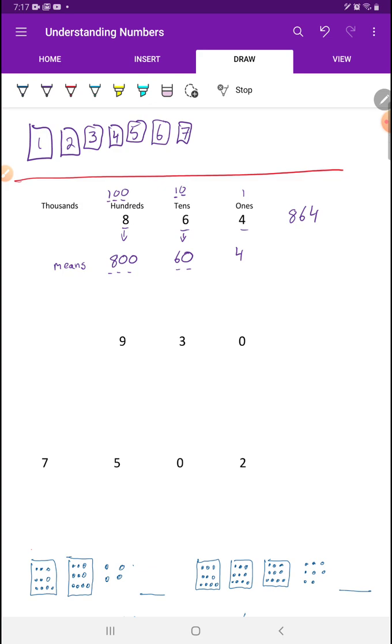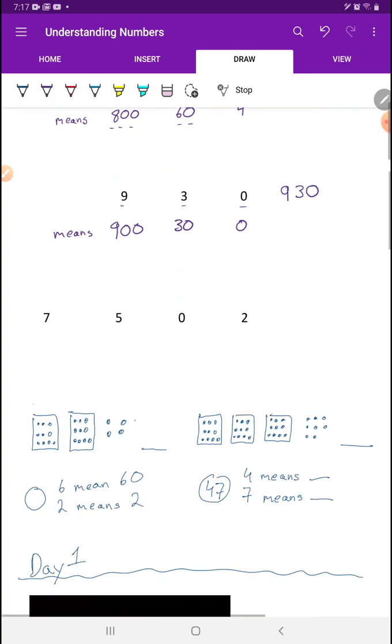So here's another example. This number is 930. 9 hundreds, 3 tens, and 0 ones. So the 9 means 900. Doesn't mean 9, it means 900 because it's in the hundreds place. The 3 means 30 because it's in the tens place. And the 0 means 0 because there's no zeros in the ones place.